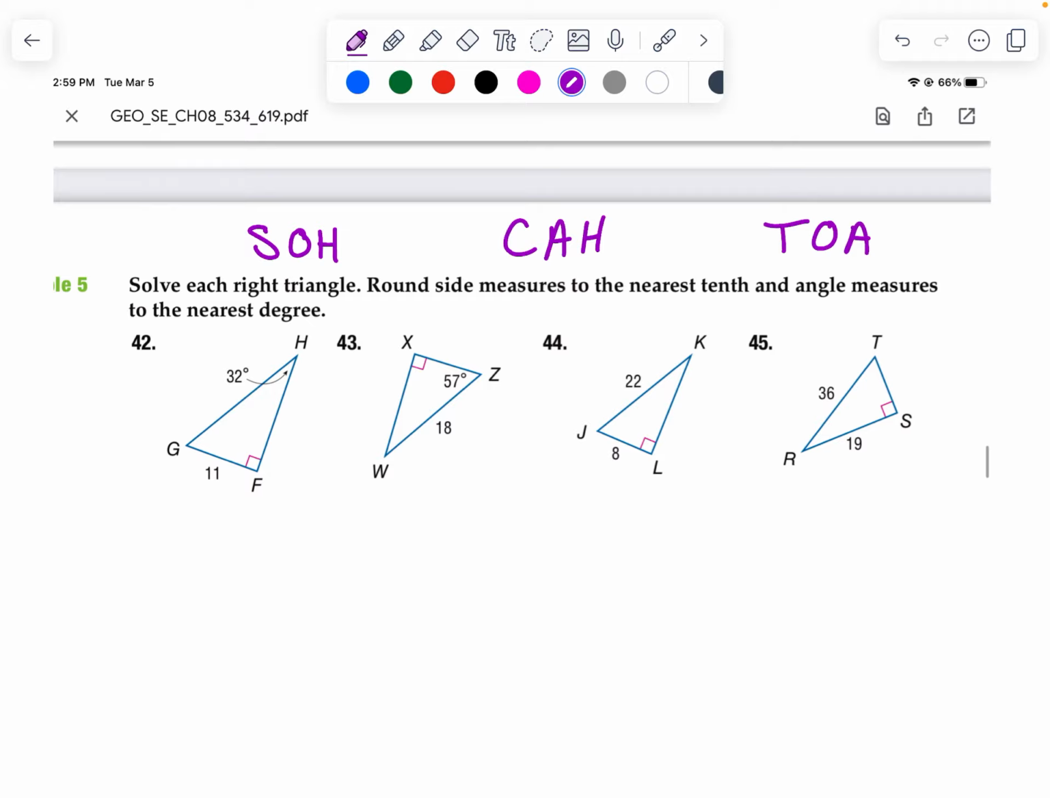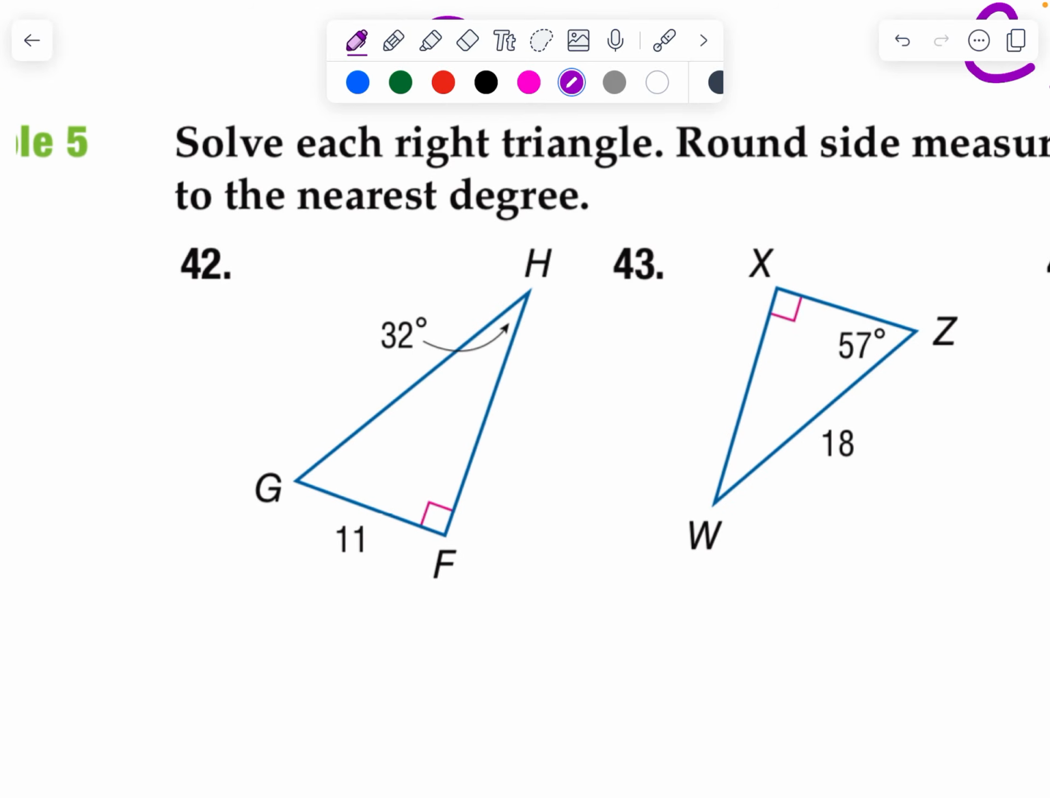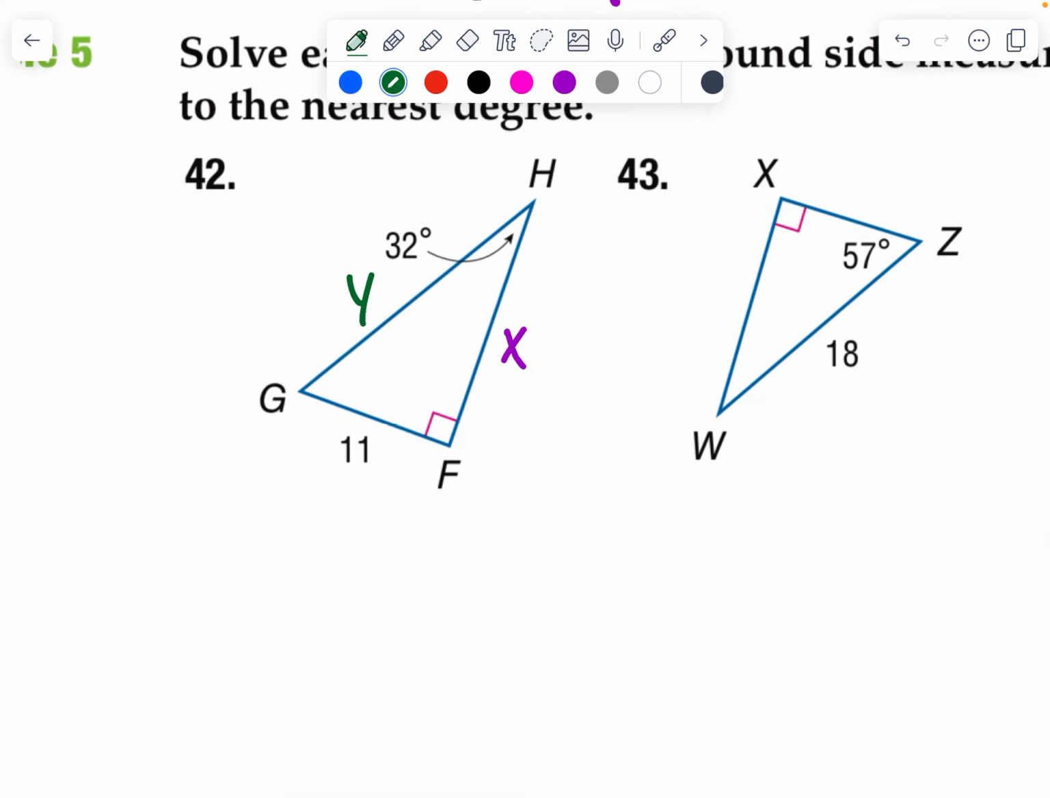So first thing I notice is 32 degrees. It doesn't matter which side you solve for first, so maybe I'll call this x and this y. Maybe I'll even use a different color. So, first thing I've got there is my missing angles, missing sides. I know this is 58. I can find that pretty quickly. Move this down. This is 58 degrees.